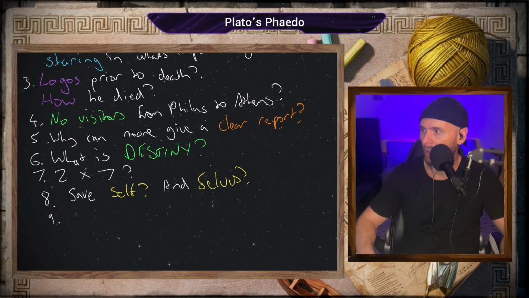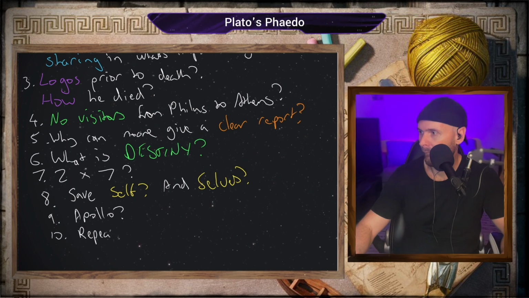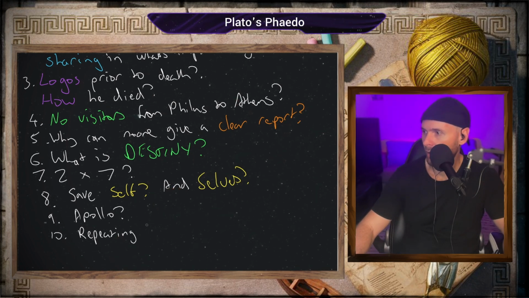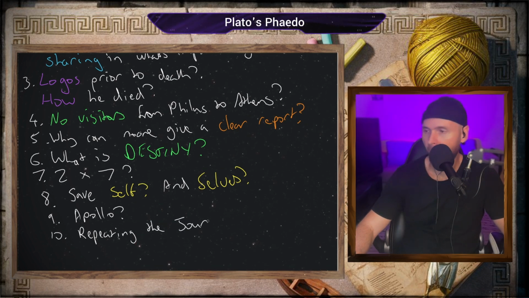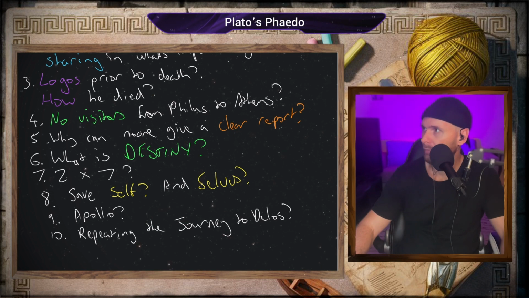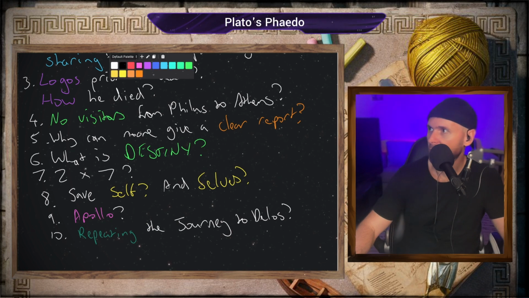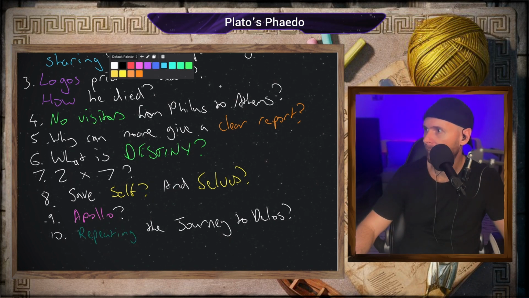9. Apollo? What's he mean? And 10. Repeating. The journey. To Delos. So what's the significance of that? Apollo. Give that a color. And repeating. What's the significance of the repetition?